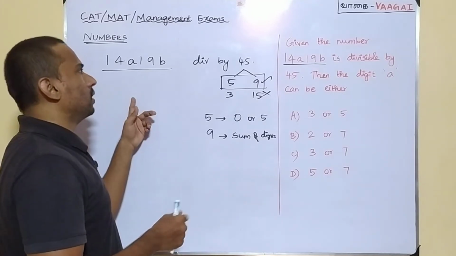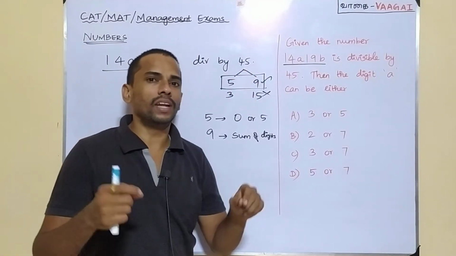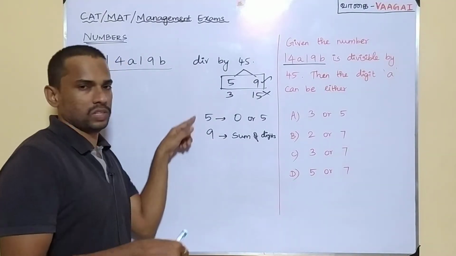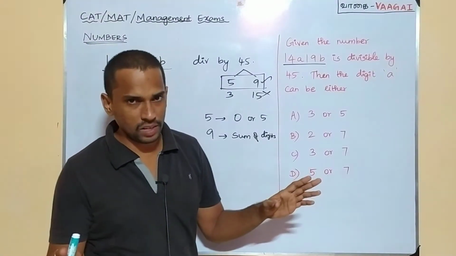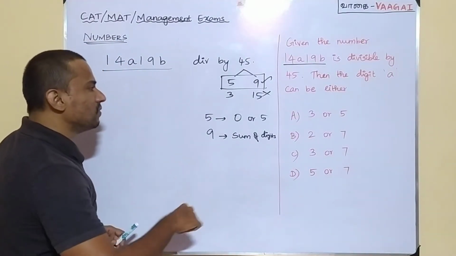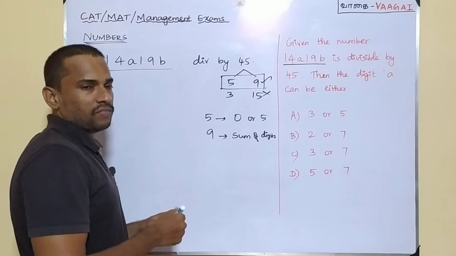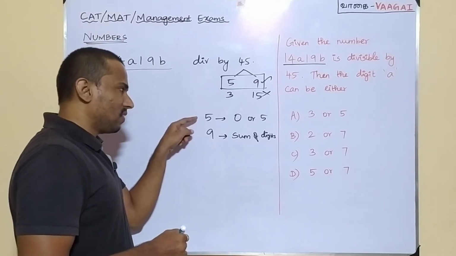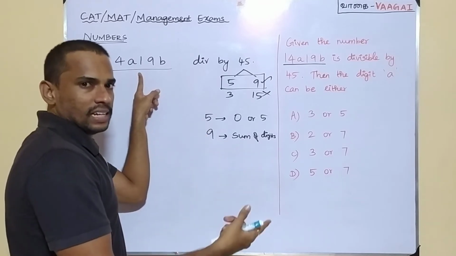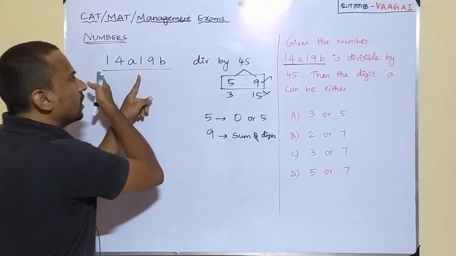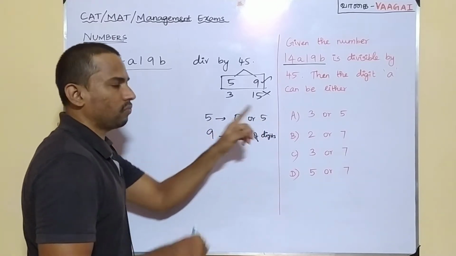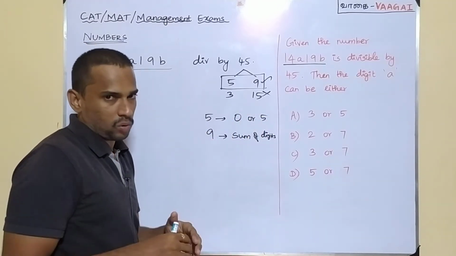Since this number is divisible by 45, definitely our number will be divisible by each of these two numbers, 5 and 9. You agree with that? Yes. Now, since our number is divisible by 5, let's start with the case of 5. Since our number is divisible by 5, we can surely tell the units place of our number should be either 0 or 5 only.